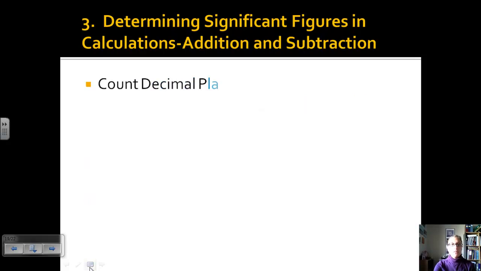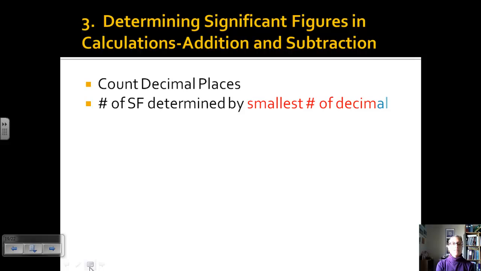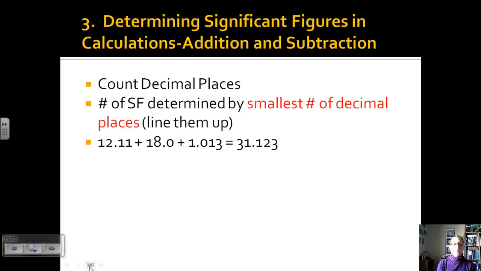Addition and subtraction have their own set of rules. Here, instead of counting significant figures, we're going to count decimal places. And so the number of significant figures is determined by the smallest number of decimal places. In order to determine this, we need to line up our decimal points. So let's look at this one. First thing I want to do is line up my decimal points. So I have 12.11, 18.0, and 1.013.